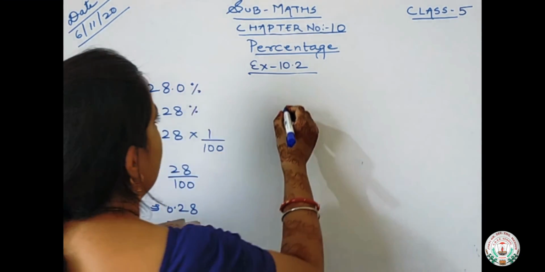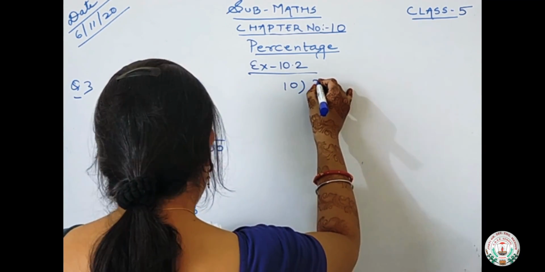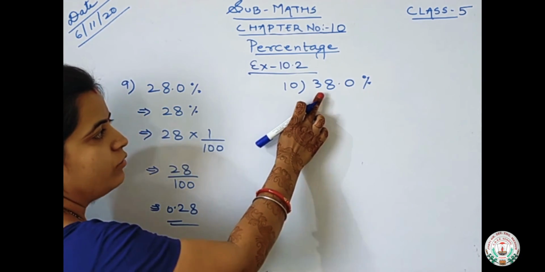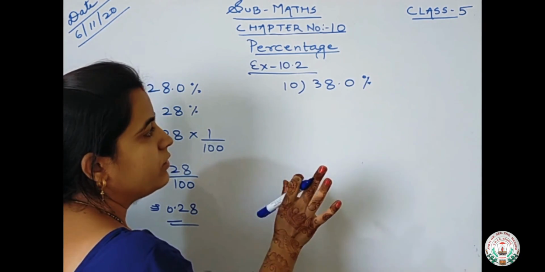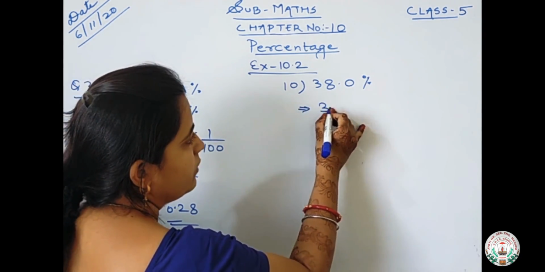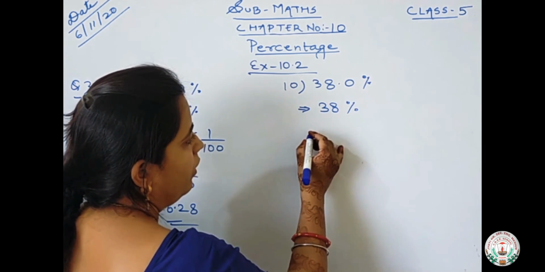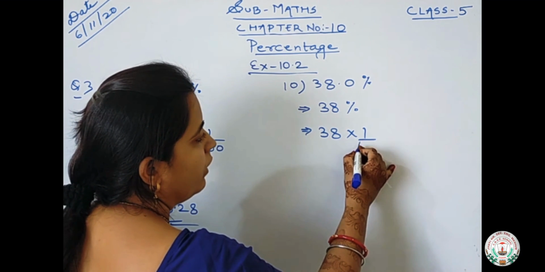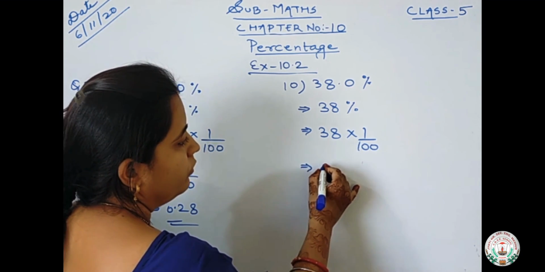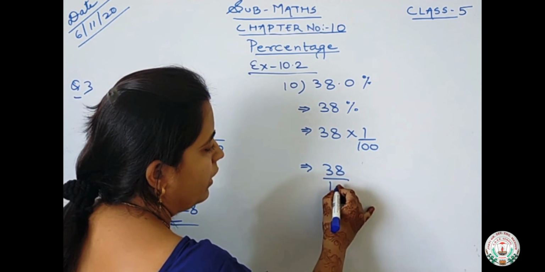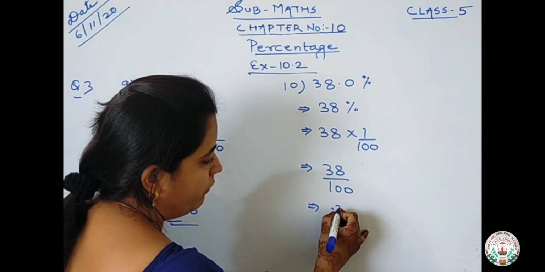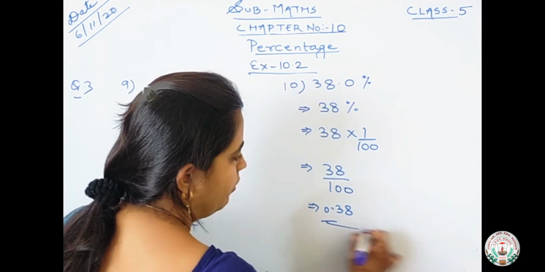Okay. Now number 10 is also like this. 38.0%. Here also after the point only 0 is given, so we will take it as a whole number percentage. Now we will solve. 38, in place of percentage we are writing 1 upon 100. So 38 upon 100. 2 zeros, 2 places of decimal. So we will put the decimal here.